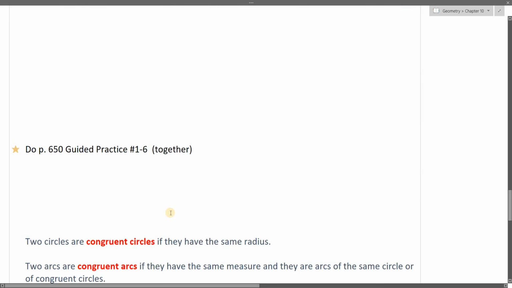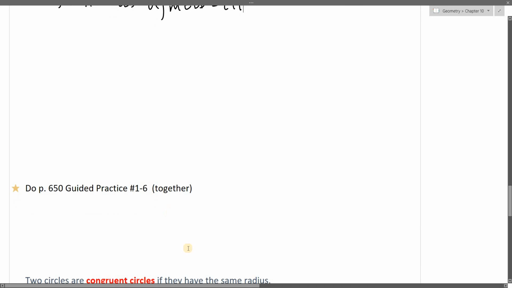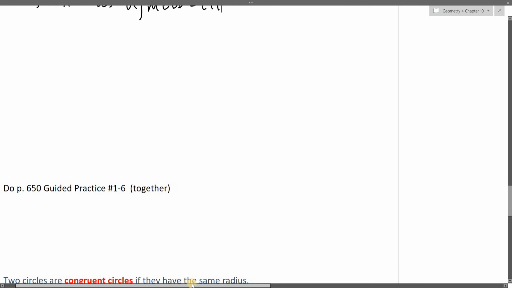Let's move on, and let's take a moment and do Gotta Practice 1 through 6 real quickly together. Page 650. I'll give you just a moment if you pause the video just for 1 or 2 minutes. We'll get back to this, but I'm going to work through each of these problems, or at least give you the answers to them.